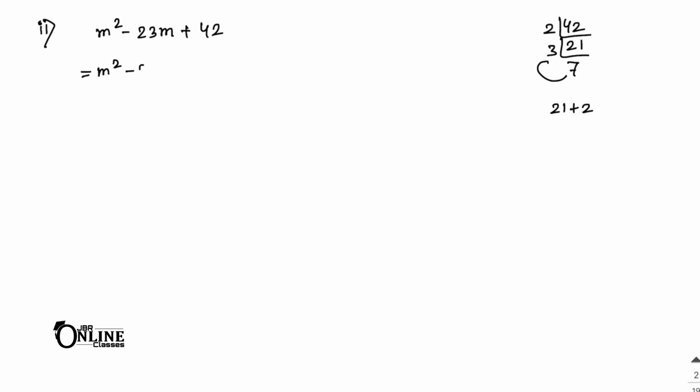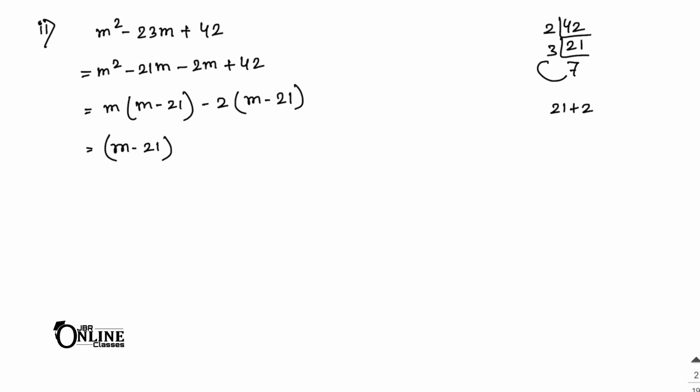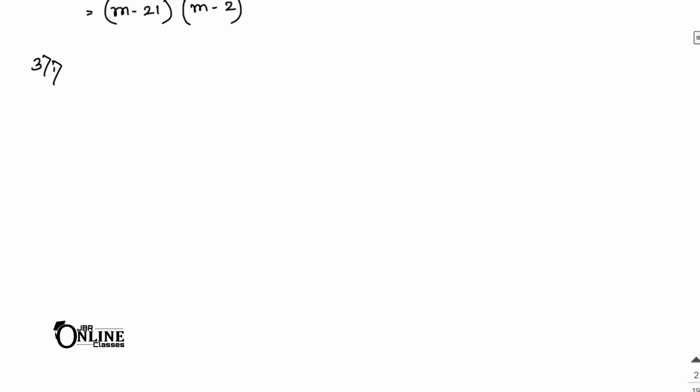So m square minus 21m minus 2m, you can write down directly. Here if m common, it becomes m minus 21. If minus 2 common, it also becomes m minus 21. Okay, so here m minus 21 is the first factor and then m minus 2. It's very easy. Now next one, sum number 31.